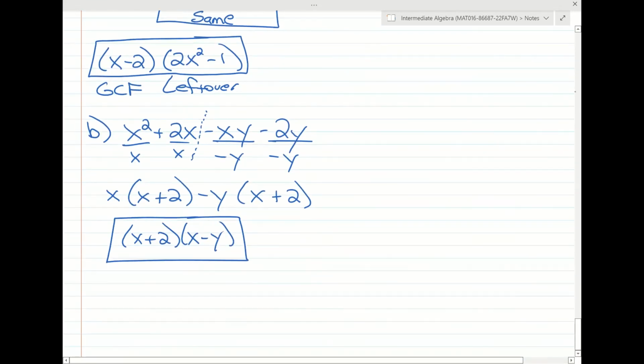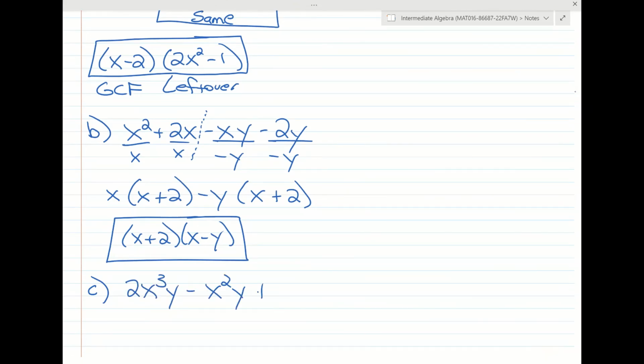We'll do one more of these. What if we had 2x to the third y minus x squared y plus 5xy squared plus xy to the third? Just like before, we'll cut it down the middle, and we'll take out the GCF for each half.